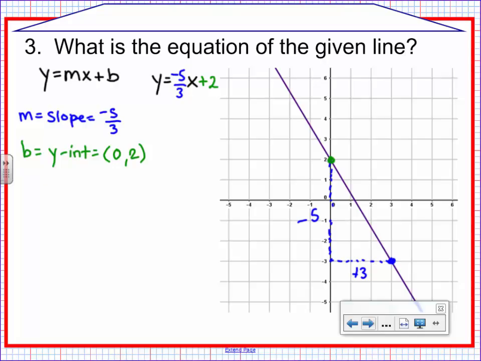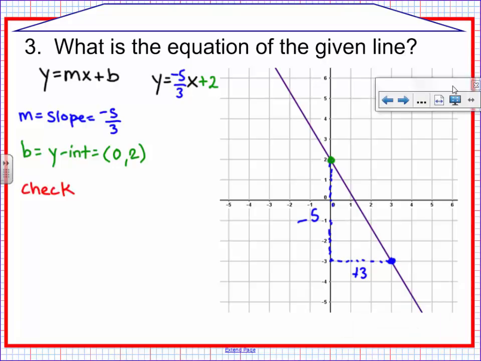But I'd like to check it. And to check, I need to find another perfect point on the graph. But unfortunately, when I look at this graph, there aren't any other perfect points. So what I'm going to do is check by plugging in a value for x and seeing what I get out for y. So let's choose a value for x. I'm going to choose -2. And so if I plug in -2 for x, I'm going to see what I get out for y.